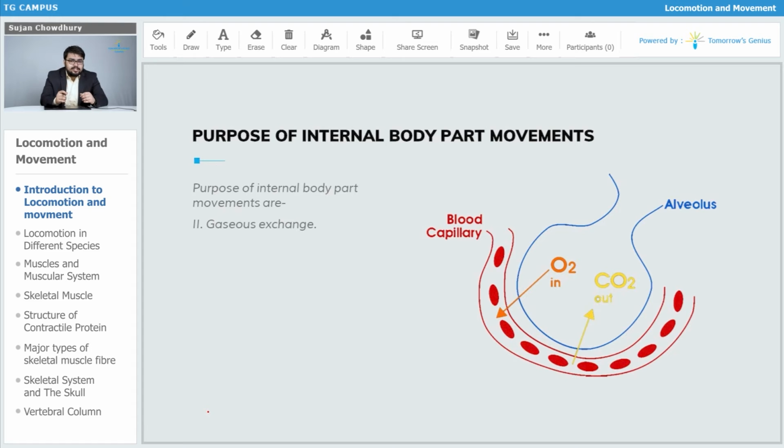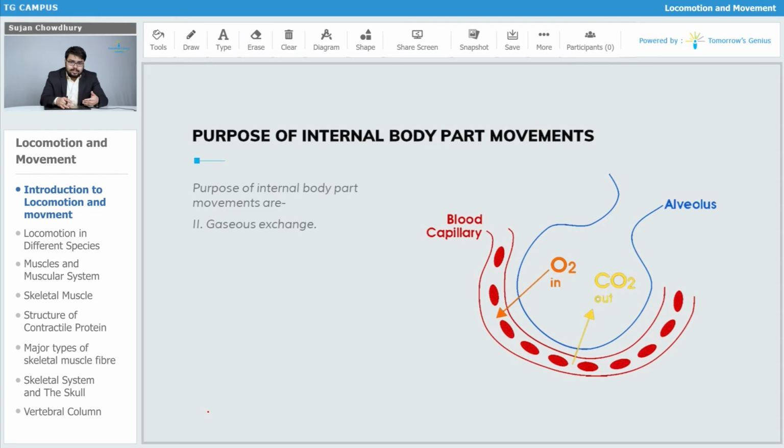During severe exercise or serious muscular activity or some other reason, we find that the respiratory rate or breathing rate increases. Based on that, in order to take in more and more oxygen to provide for aerobic respiration, the person has to increase the breathing rate. And yes, we observe internal body part movement accordingly.